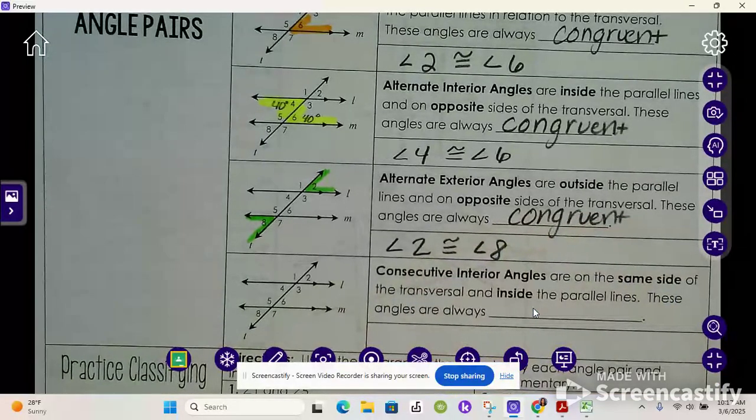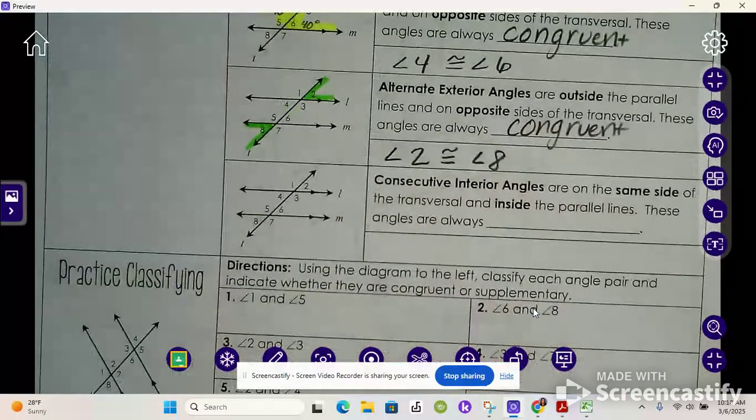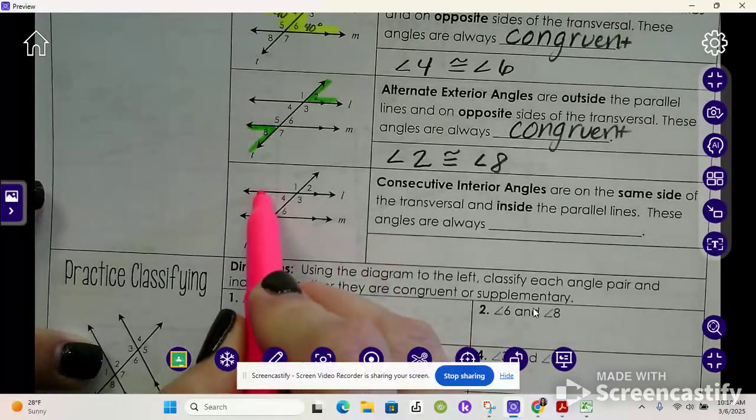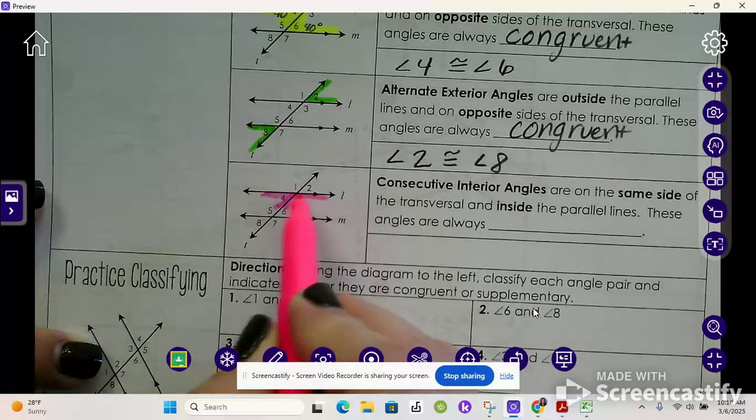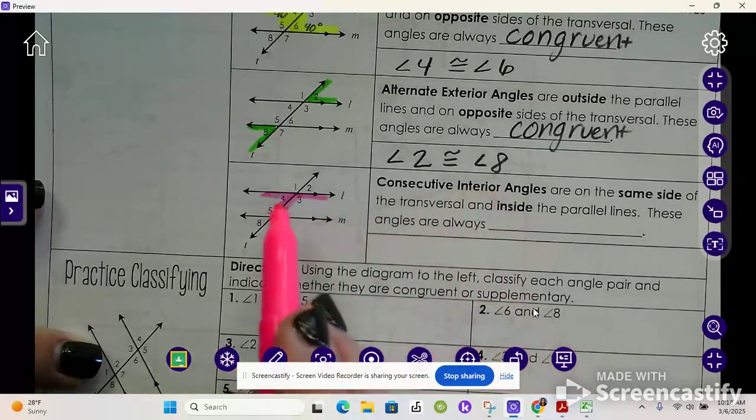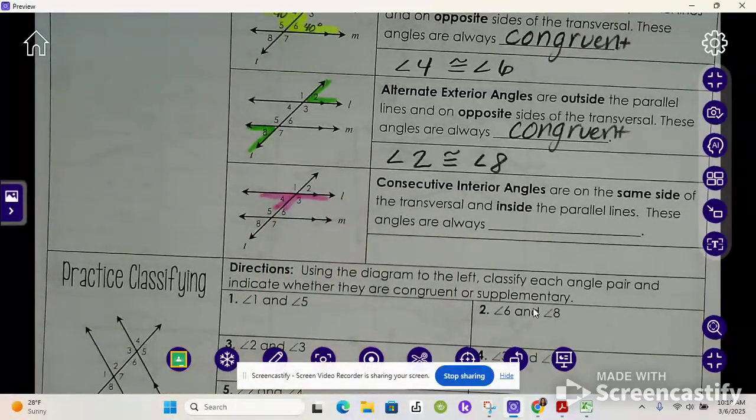Now consecutive interior angles. It says they're on the same side of the transversal and they're on the inside. These are basically angles that make supplementary. Okay, consecutive means you do something and then you do another thing right away. So these are adjacent to each other. They make a 180. They're interior, they're inside the parallel lines. Consecutive means one right after another. So they share an angle. So for example, 3 and 4.